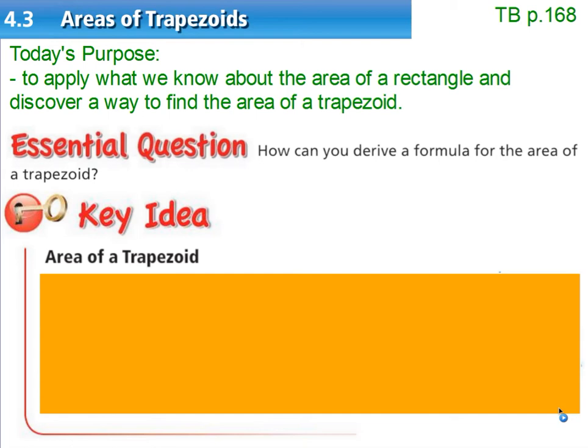So, first thing I want to talk about is the area of a trapezoid. And let's start with the definition. A trapezoid is a four-sided figure with one set of parallel sides. What the main difference is between a trapezoid and a parallelogram is a trapezoid only has one set of parallel sides and a parallelogram has two sets of parallel sides.